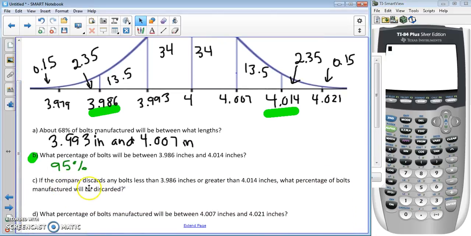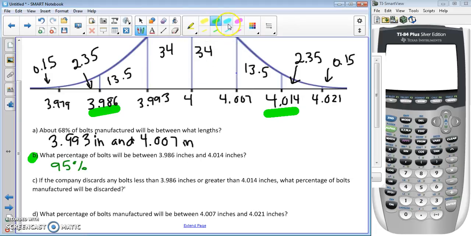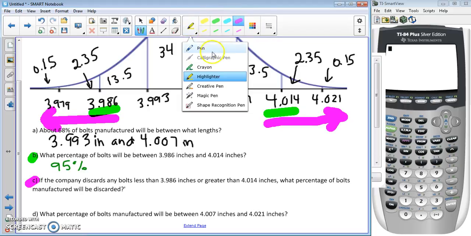So C says if the company discards any bolts that are less than 3.986 inches or greater than 4.014 inches, what percent will be discarded? So again, let's mark what we have here. So we have less than this, going that way, and then greater than this here. Right?